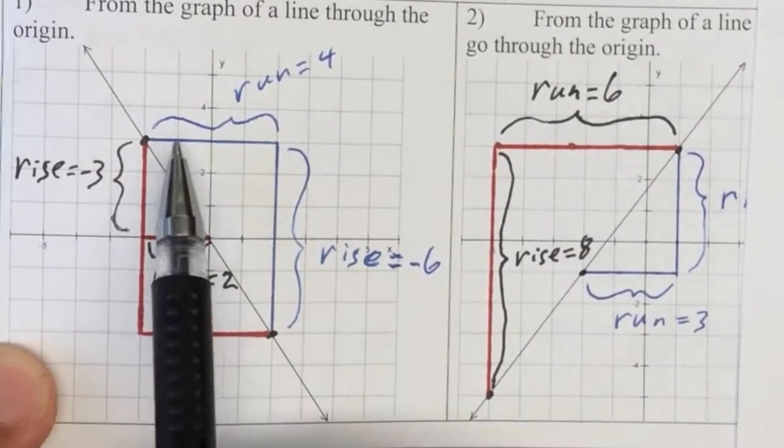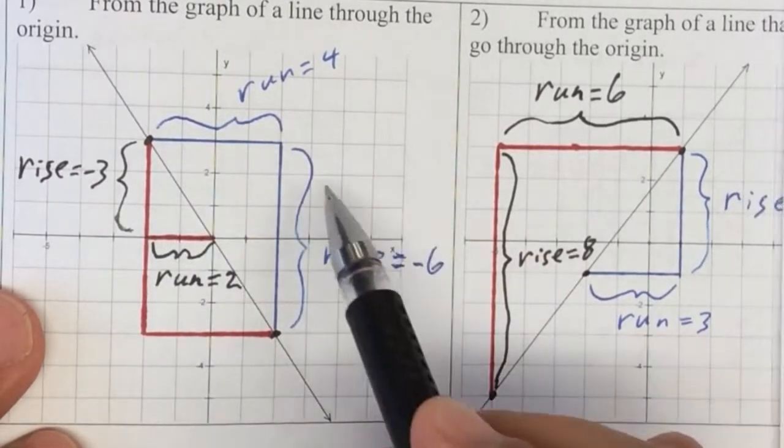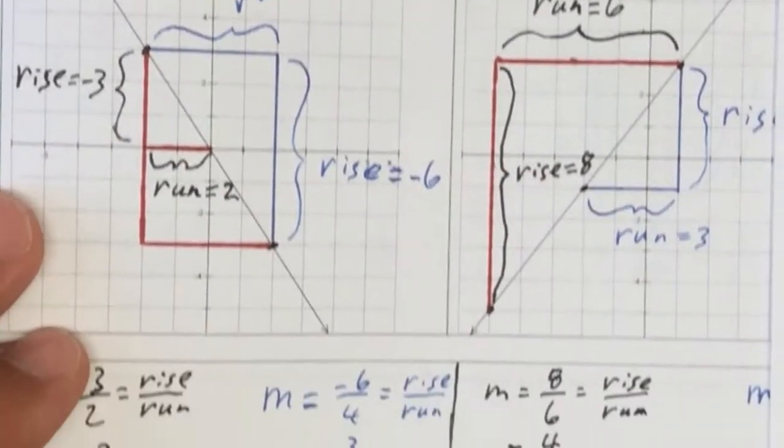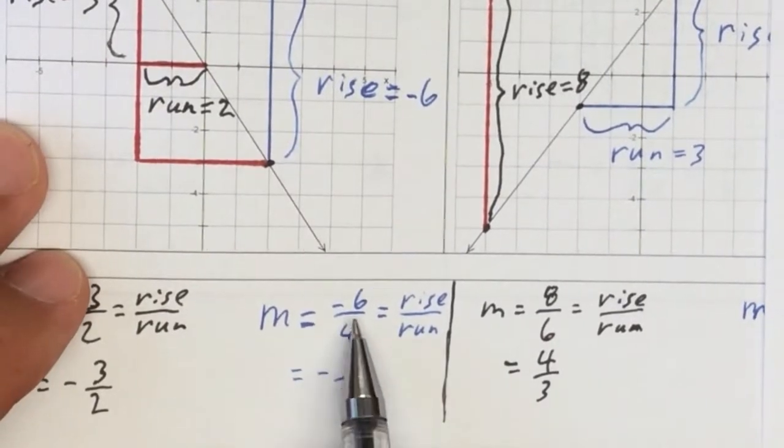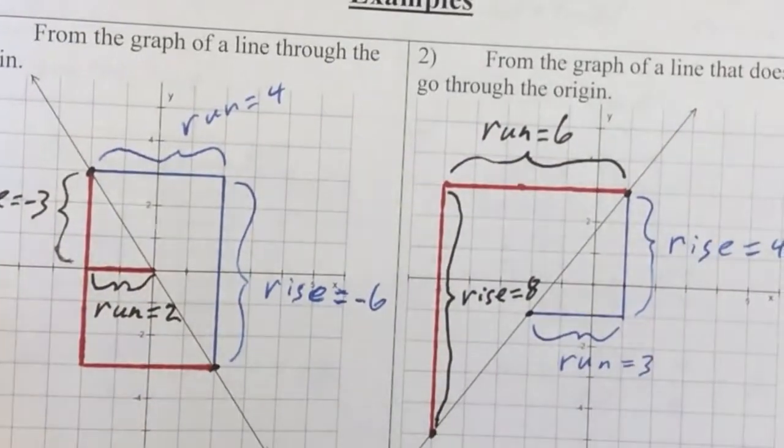From this side here, you could pick the 2 furthest points. The run is then 4. You can count it out. The rise is -6. And you can calculate it here, -6 over 4. And that reduces to -3 over 2.